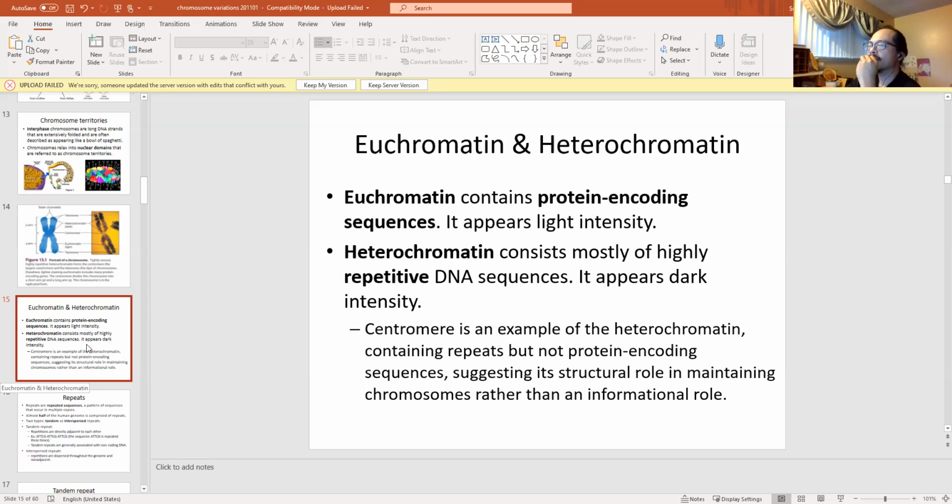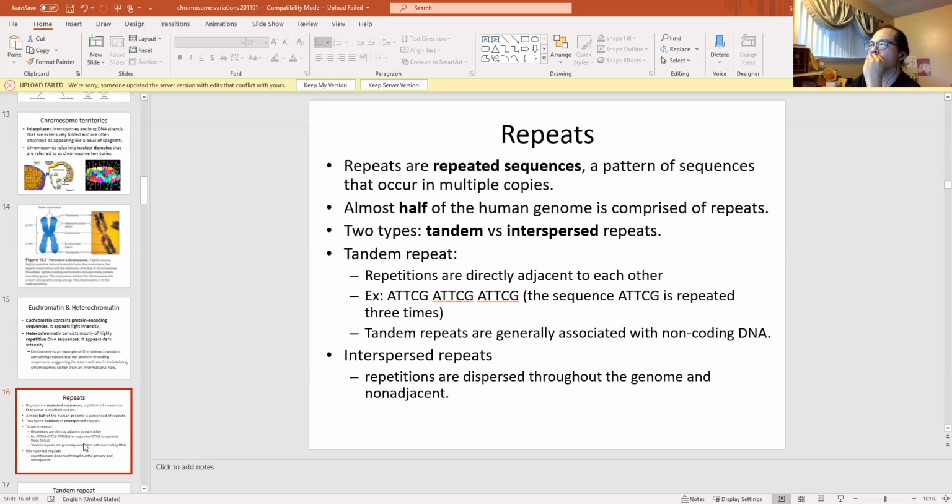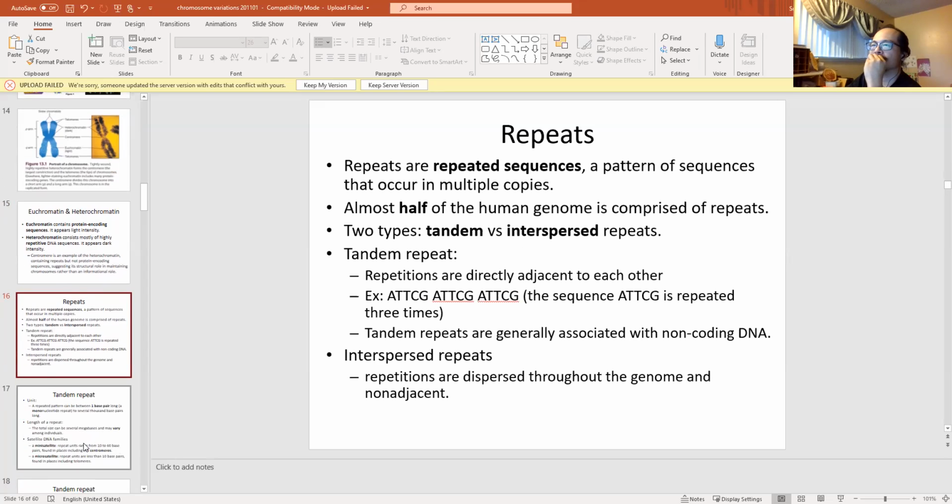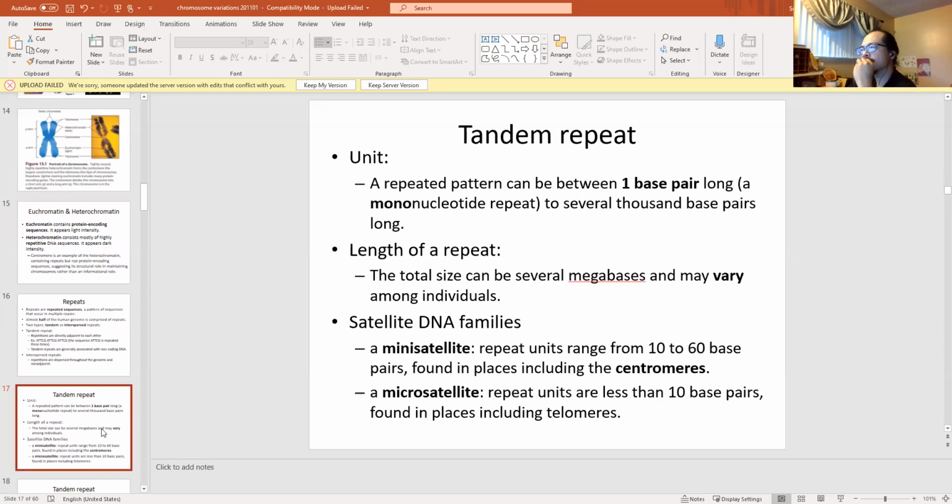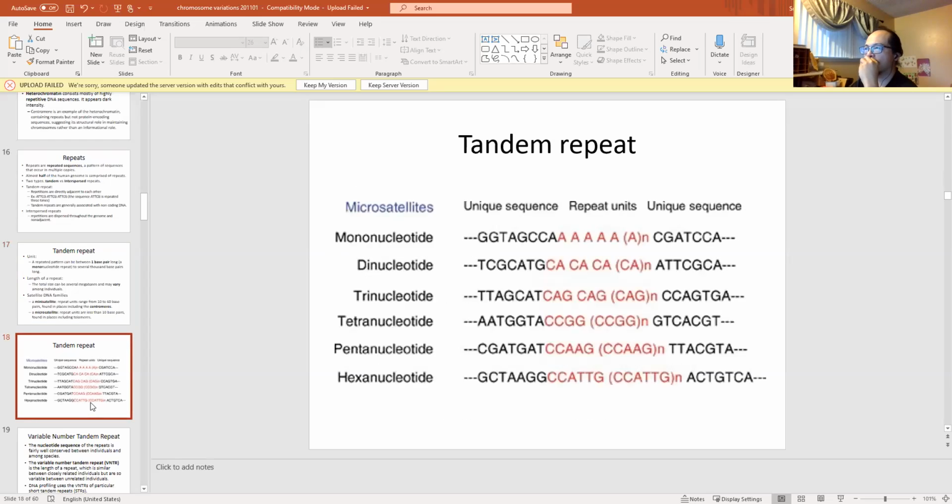So that's that. All right, so that's here. So that's the minisatellites and the microsatellite. So here is some example of these repeats. Here are examples of these microsatellites.